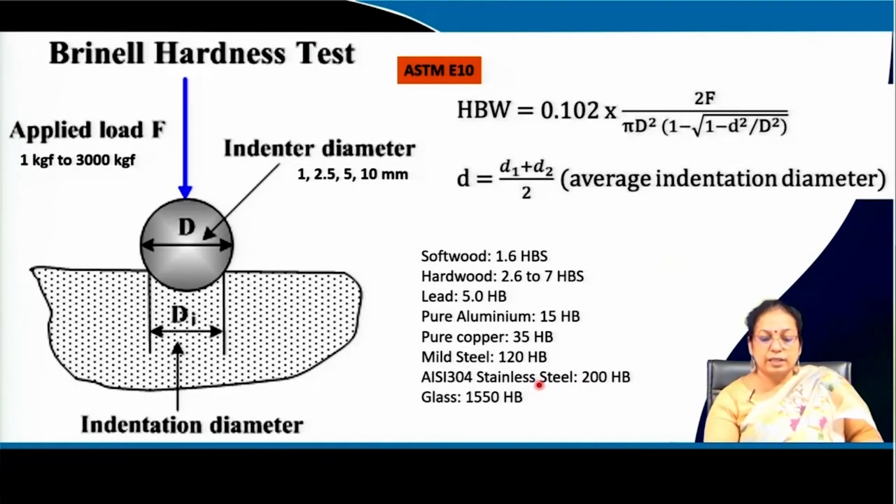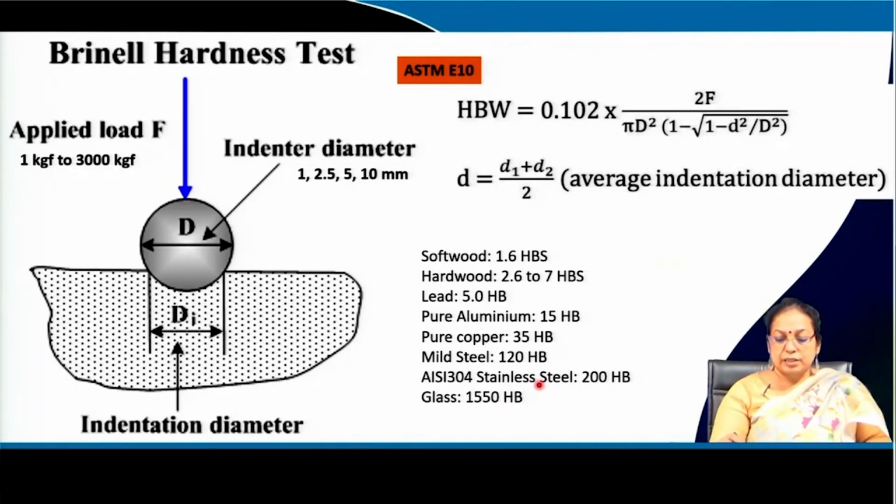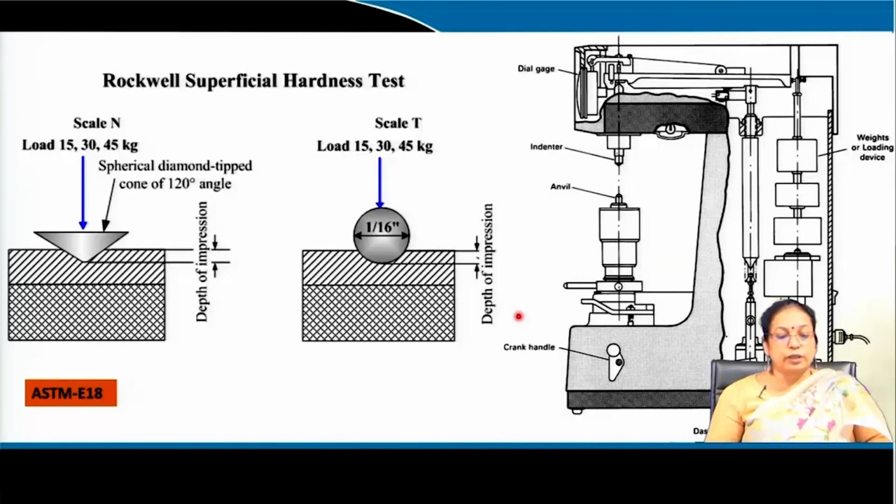So, there is no difference in scale, the scale is the same, and in one case you can use a steel indenter where the materials are softer, and where the materials are very hard, there you can use tungsten carbide as the indenter. This process is very slow and can be used usually for the hardness measurement of the component.